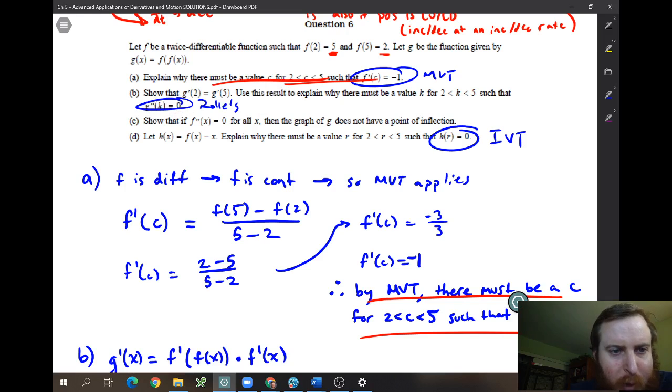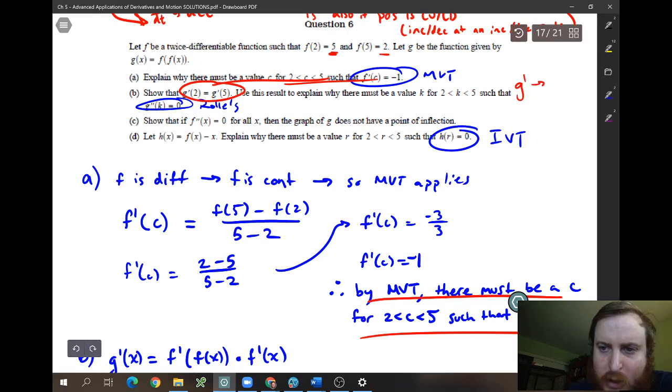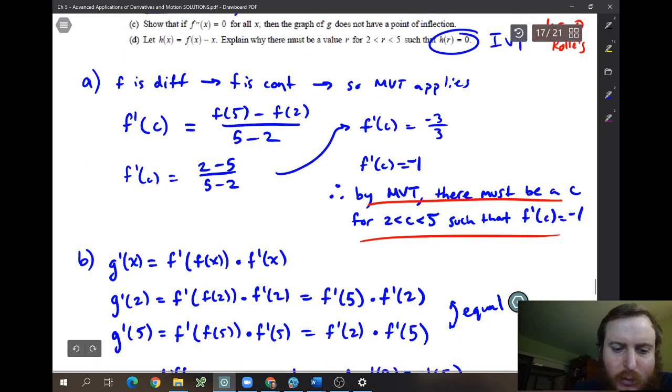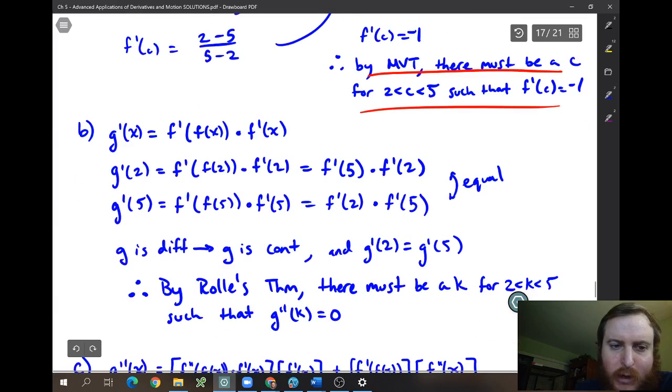Okay, B, show that g prime of 2 equals g prime of 5, and use this result to explain why g double prime of k equals 0. This is Rolle's. I know it's g double prime of k, but think, what were the givens here? They were starting us off with g prime. So to go from g prime to g double prime, that's a derivative. So when we set the derivative equal to 0, that's when we're talking about Rolle's. If you had done MVT and just shown that the numerator went to 0, that could have worked as well, but Rolle's is a little bit of a more direct approach.